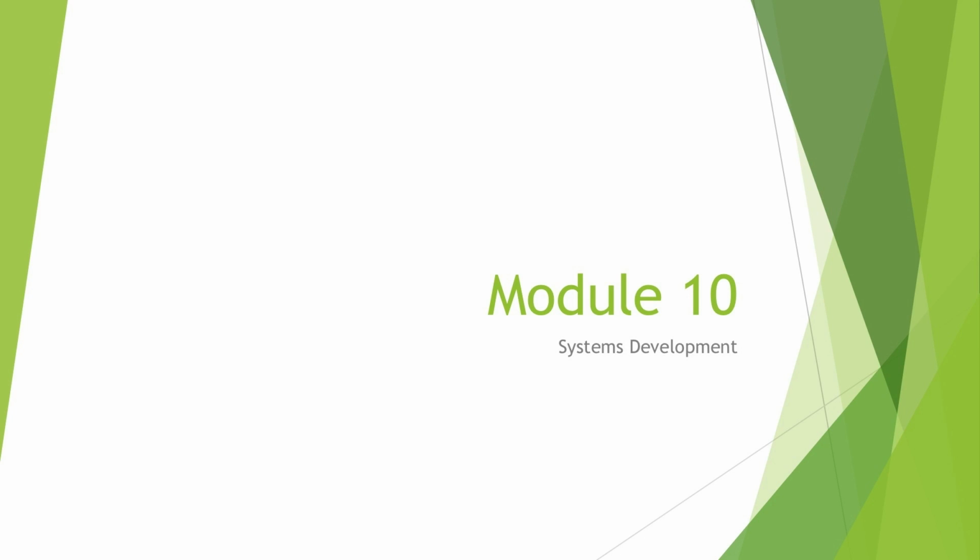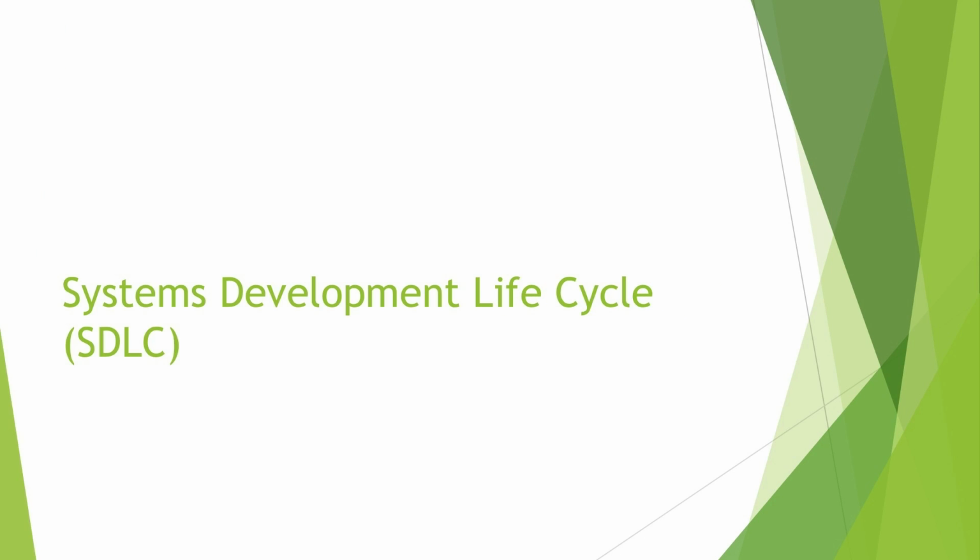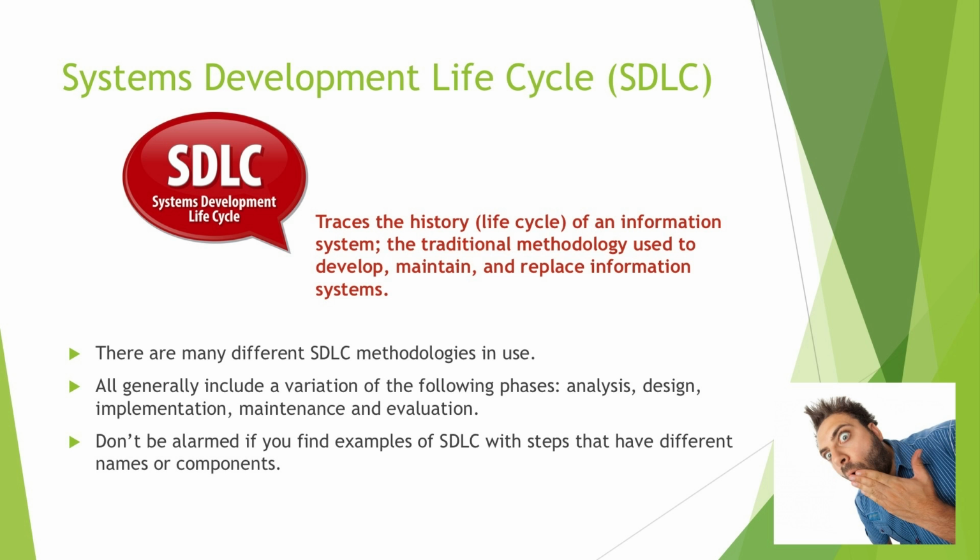In this portion of Module 10, we're going to explore the systems development lifecycle. If you've never heard of the systems development lifecycle, you may be wondering what it is. It's defined as tracing the history, otherwise known as the life cycle, of an information system. It's also known as the traditional methodology used to develop, maintain, and replace information systems.